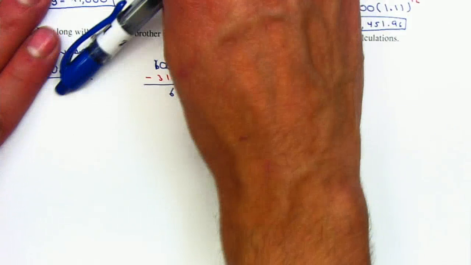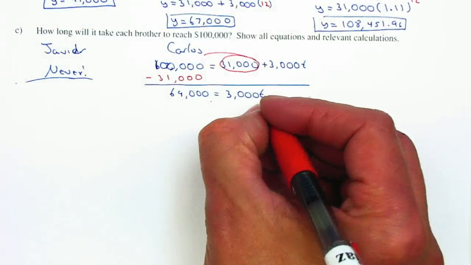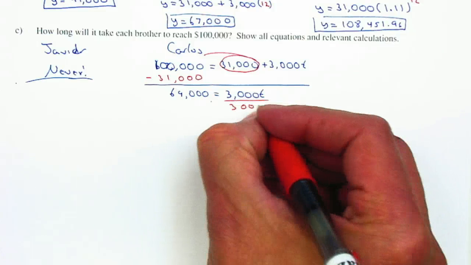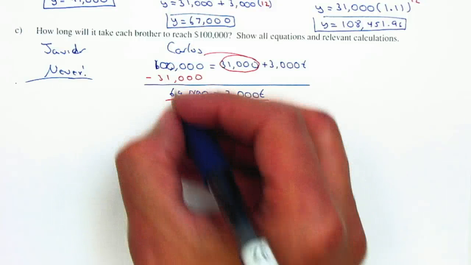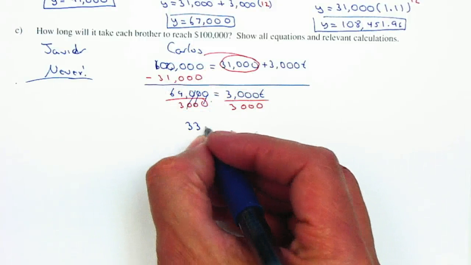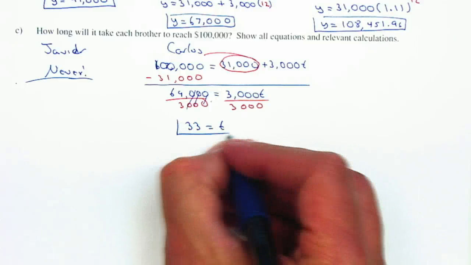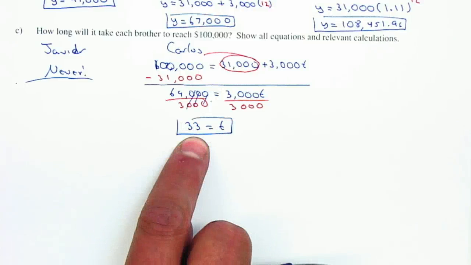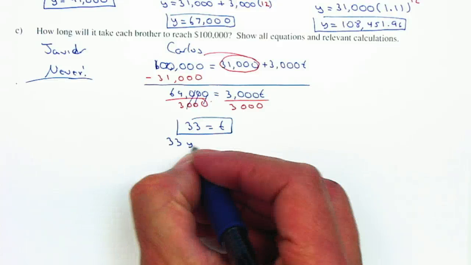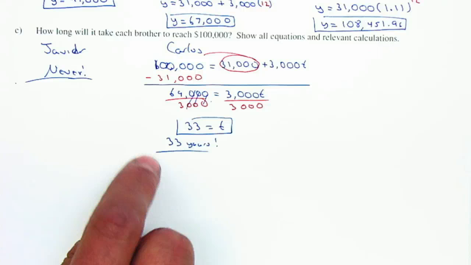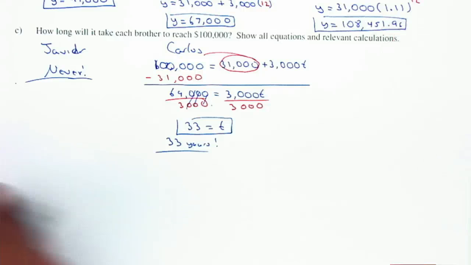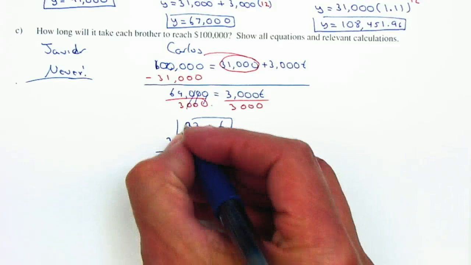Now, I want to solve for T. They're multiplying, so I'm going to divide by 3,000. Divide by 3,000. That cancels, that cancels, so it gives me 23 is equal to T. So for Carlos, it's going to take him 23 years to reach 100,000.